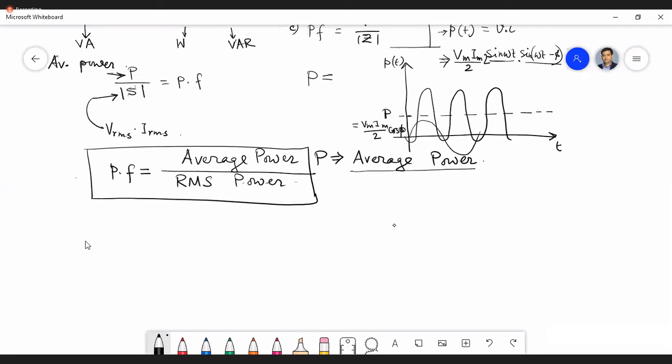Now you just tell me, in this case which we have considered already, we have some voltage which is purely sinusoidal, and some current which is not sinusoidal but can be expressed in a Fourier series. And we have already found out this I1, I3, etc.